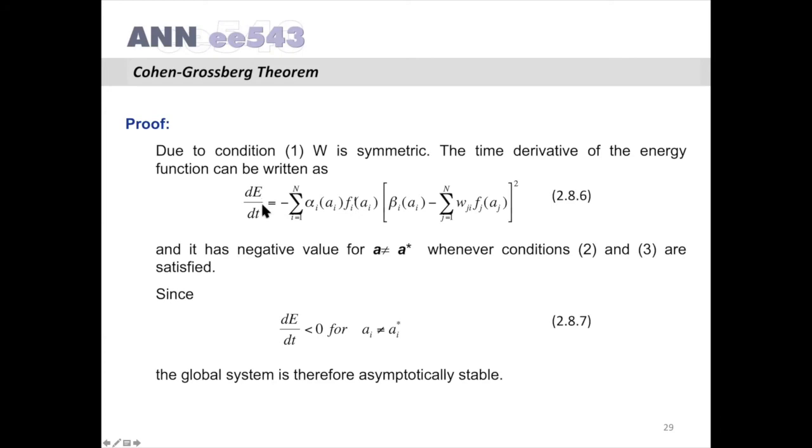And furthermore, because it is bounded, it is guaranteed that it will converge to a fixed point as energy is changing. Since dE/dt is less than 0 for a_i different than a_i star, the global system is therefore asymptotically stable. So this is showing that this given energy function is a Lyapunov function.